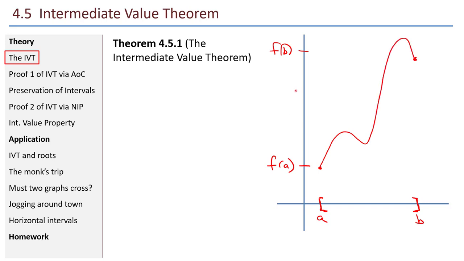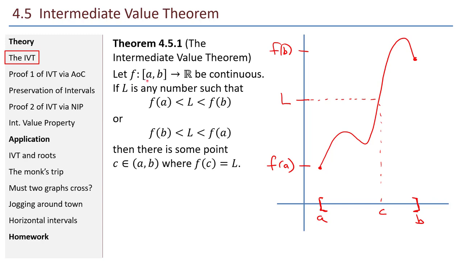Now suppose I take any value strictly between f of a and f of b, we'll call it L, and the question is, does there exist some point between a and b that maps onto L? And the intermediate value theorem guarantees that yes, given an L, such a C must exist. Here's the statement.